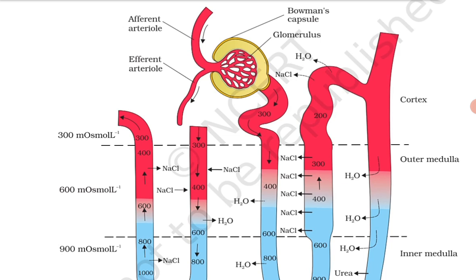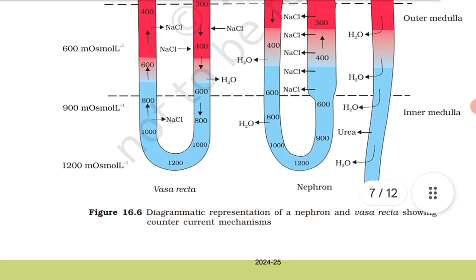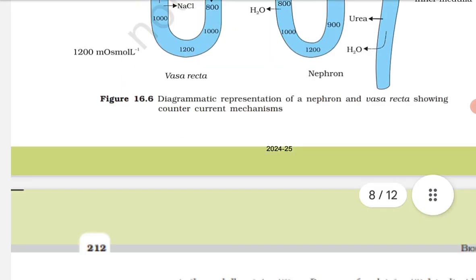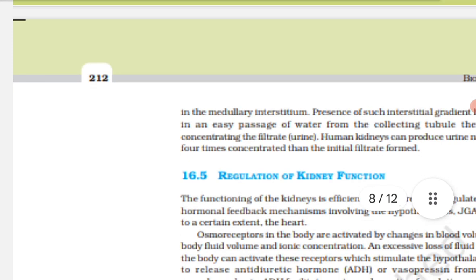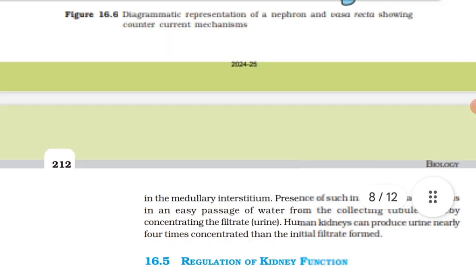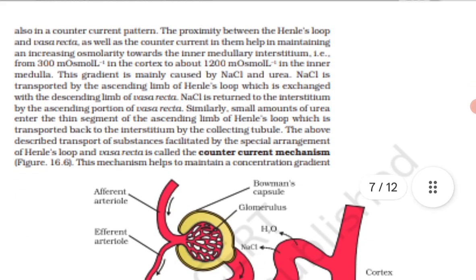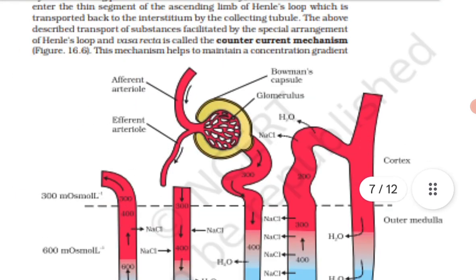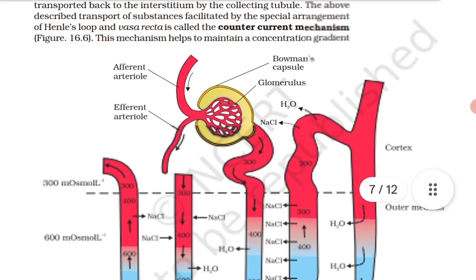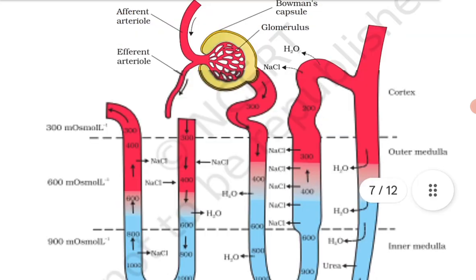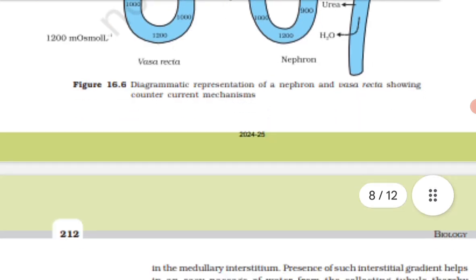ADH can also affect the kidney function by its constrictory effect on blood vessels. This causes an increase in blood pressure. An increase in blood pressure can increase the glomerular blood flow and thereby the GFR. Means GFR का मतलब क्या होता है? Glomerular filtration rate. So let's proceed to the next.